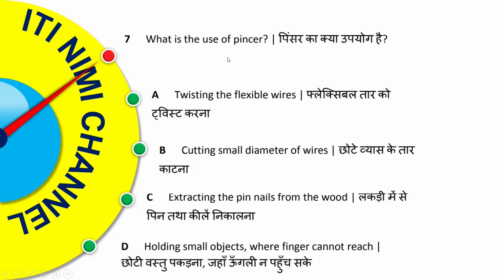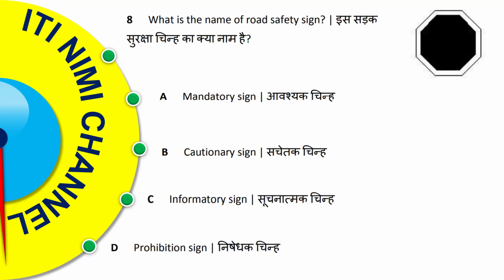What is the use of pincer? Twisting the flexible wires, cutting the small diameter of wires, extracting the pin nails from the wood, holding the small object where fingers cannot reach. The answer is extracting the pin nails from the wood. What is the name of the road safety sign? You have to tell what is the name of this road safety sign. Mandatory sign, cautionary sign, informatory sign, prohibition sign. The answer is mandatory sign.